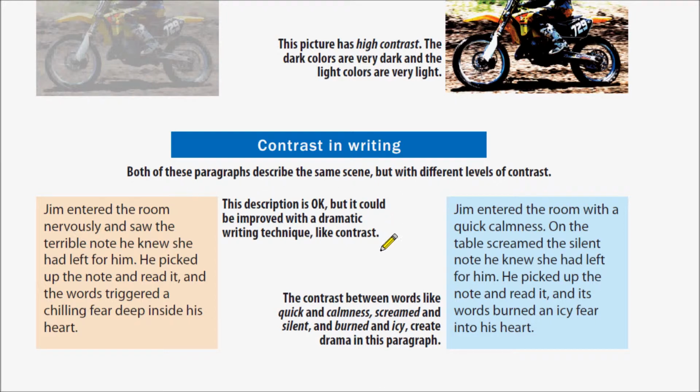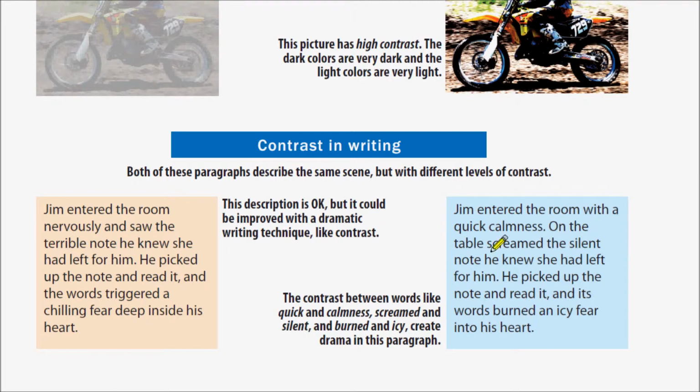Let's put some contrast in there. Let's contrast these words: quick and calm, screamed and silent, and burned and icy. So look at this writing. Jim entered the room with a quick calmness. See, because he knew something was going on. He knew that note was waiting for him on the table. And on the table screamed the silent note he knew she had left for him. He picked up the note and read it, and its words burned an icy fear into his heart.